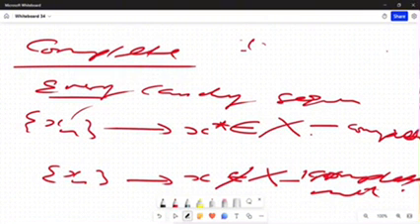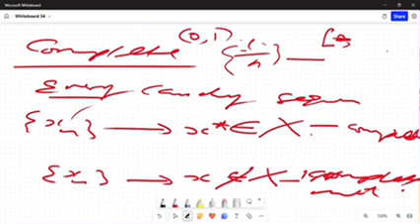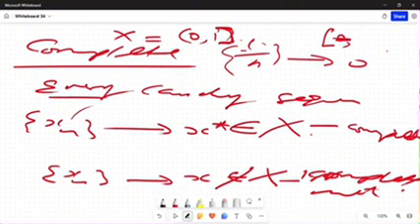If you have this 1 over n sequence, look at this space, (0, 1). This Cauchy sequence is here, obviously. This Cauchy sequence converges to 0, right? Is 0 in this space? Is 0 in X? That's my question.